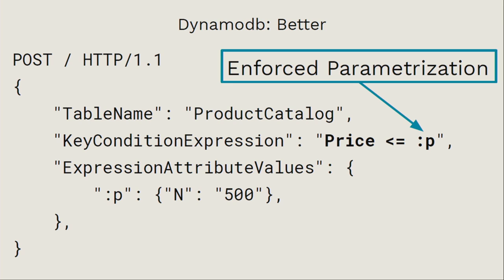DynamoDB forces you to parameterize your condition expressions. If you try to concatenate a raw type in there, it'll be treated as a syntax error. You have to put it into this expression attribute values object. There are other ways you can go about attacking these calls, but they're a lot more limited and more complicated than if you can just inject into the syntax itself like you could do with full SQL syntax. The way that Amazon does this is kind of cumbersome, and you can see that there are just a lot of fields on screen here, but I think it's a good trade-off given the strength of protection that this provides.